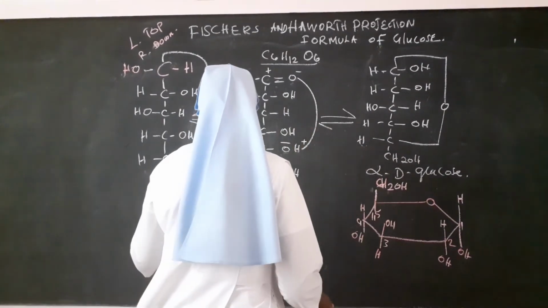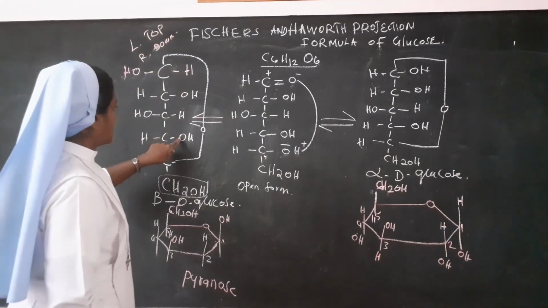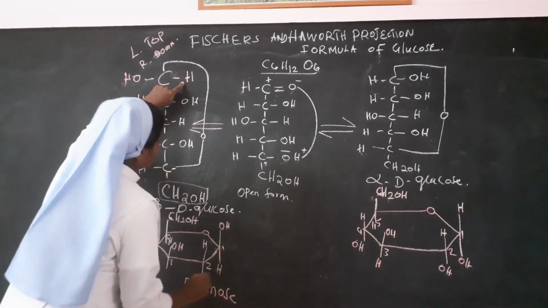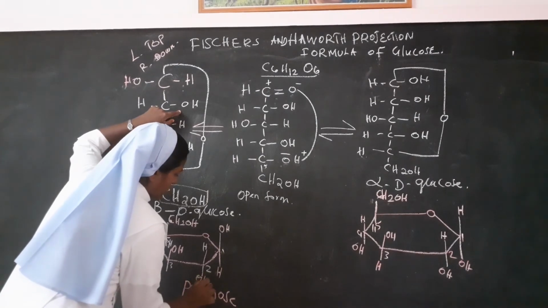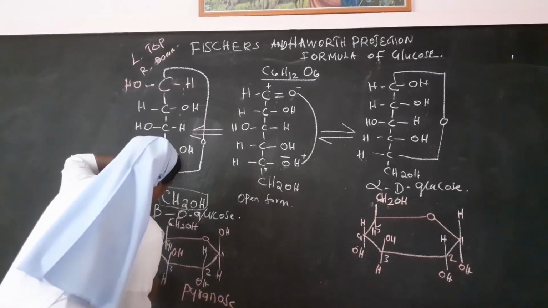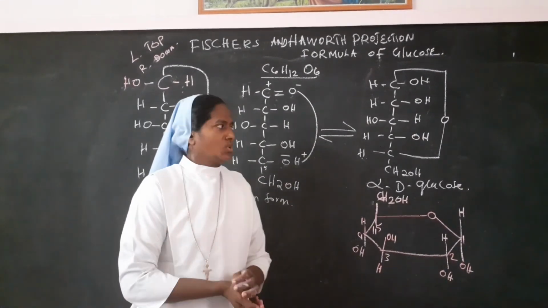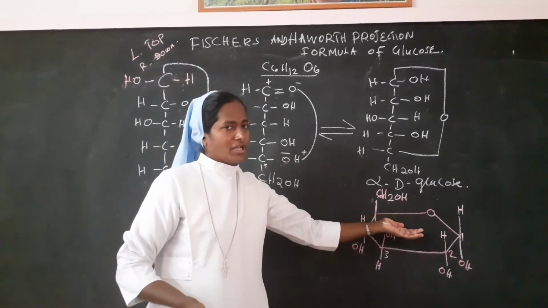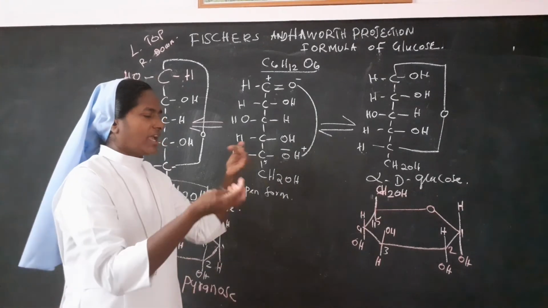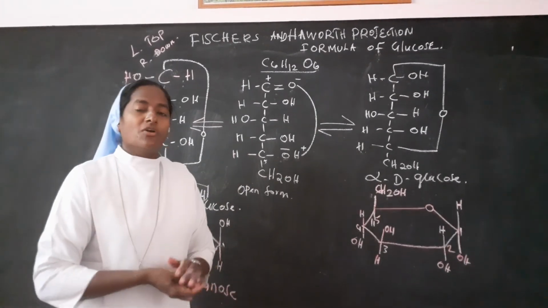The same thing is also written in this way. Here, what is on the right side should be written at the bottom: here hydrogen, then the second one is OH, here H, and here OH. So this is the ring structure of pyranose, and here this is alpha D glucose, and here is beta D glucose. In the same way, the same method, we also follow to write fructose also.